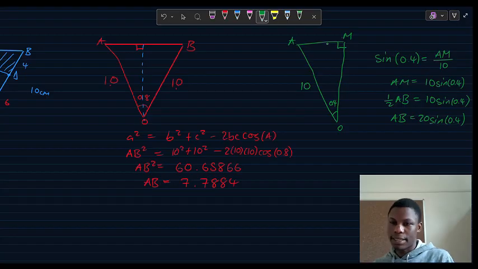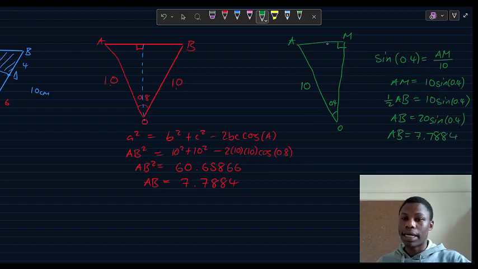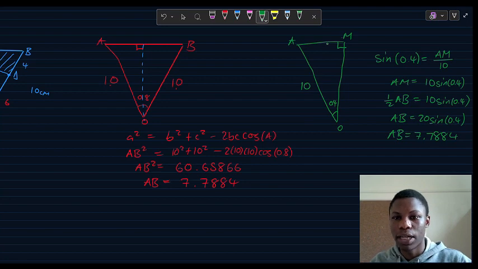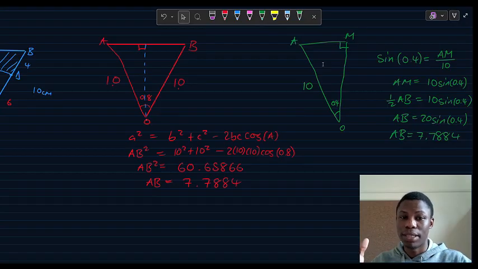We punch this into the calculator. That's 20 sine of 0.4. And that gives us AB is 7.7884 as well. So I tend to lean to this idea of cutting the isosceles triangle in half and then using SOHCAHTOA instead of using the cosine rule, because I struggle to remember the cosine rule formula. So do whatever suits you best.